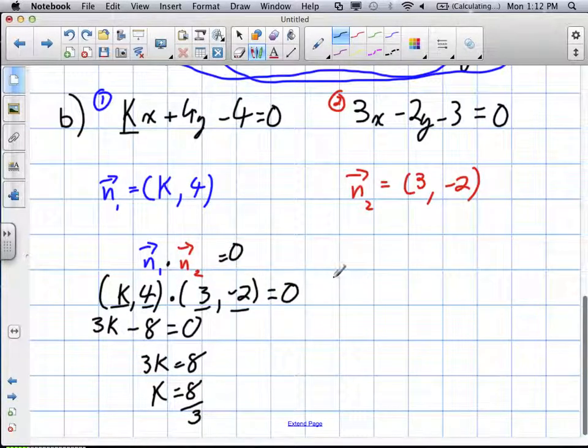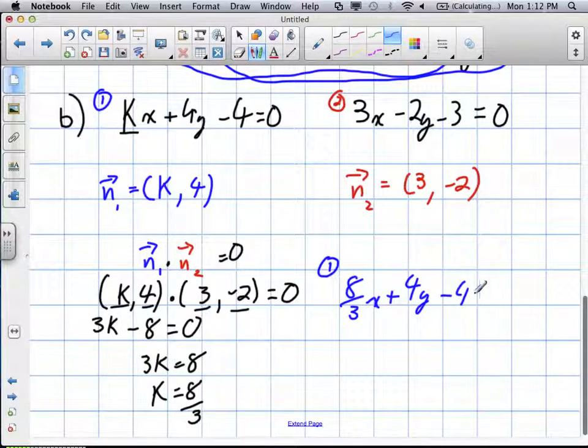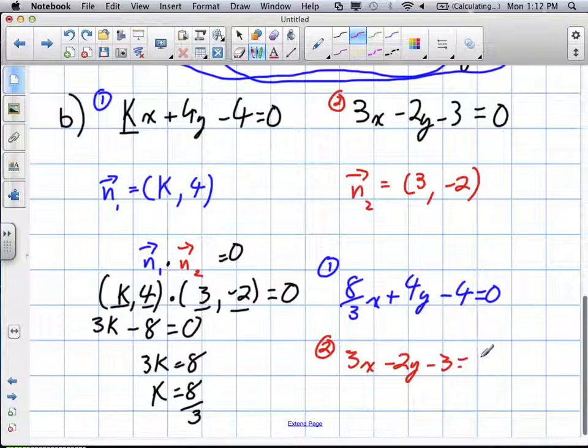Relating that back to the beginning, what that says is this equation number 1, with a value of 8 over 3 x plus 4y minus 4 equals 0, would then be perpendicular to line 2, 3x minus 2y minus 3 equals 0. So we were able to prove it going through this process and find the value of k.